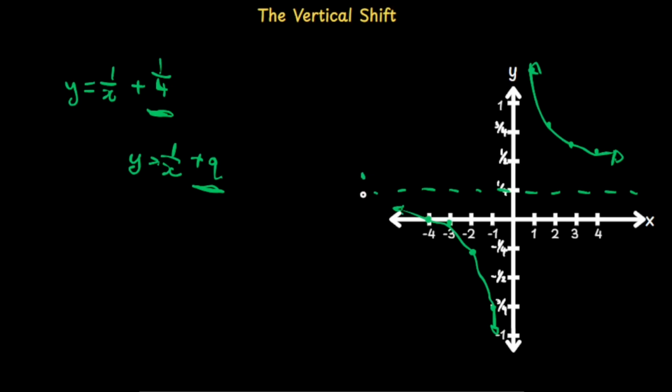Now, what if I told you the equation was y is equal to 1 over x minus 1 over 2? What would happen there? Very simple. My q value would be minus 1 over 2, minus a half. That would mean that the entire graph has been shifted downwards by half a unit, which would mean that my new asymptote for the function, which has the equation y is equal to 1 over x minus a half, would be negative a half, because my q value would be negative 1 over 2.